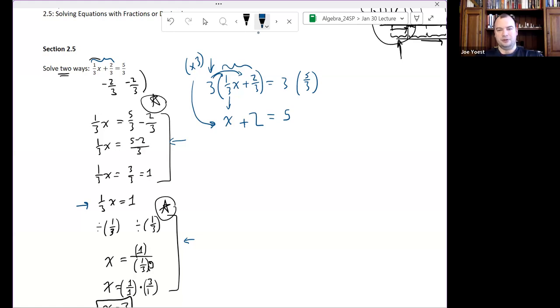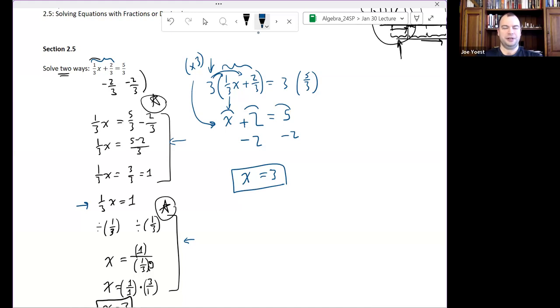I now go through and do my equation solving steps. Again, I now have variable term, constant term, but these terms don't have fractions in them. I got rid of all the fractions. On the left, I have x plus 2 minus 2 is 0. 5 minus 2 is 3. That was a lot easier.